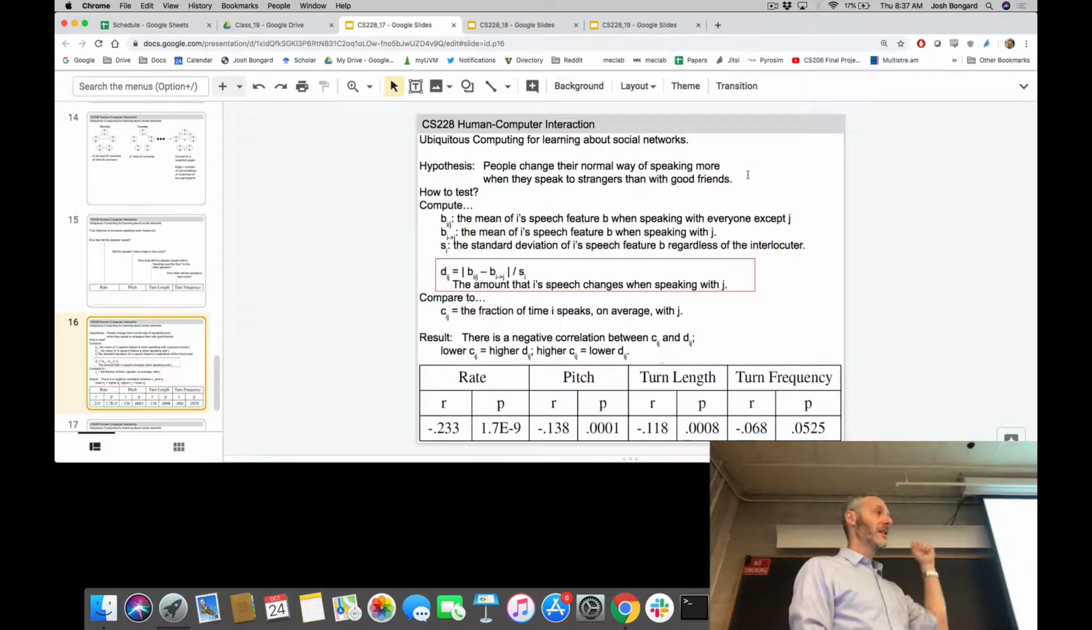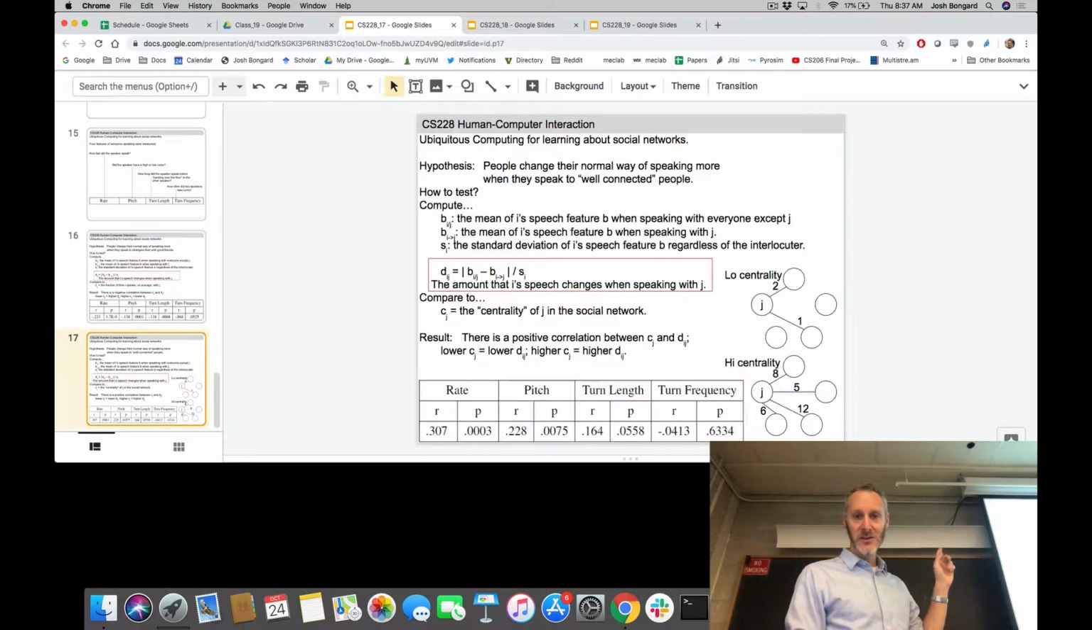Okay, let's take the same data and we're going to recompute it in a different way to tackle a different hypothesis. If you just pay attention to the top of the slide for a moment. Do people change their way of speaking when they speak to quote unquote well-connected people? So now not their friends, but people that have a prominent position in the social network. So we're going to keep D the same. We're going to ask, does I change the way they speak when they speak to J compared to everyone else? And we're going to compare D against C sub J now, which is the centrality of grad student J in this group of 24 graduate students.